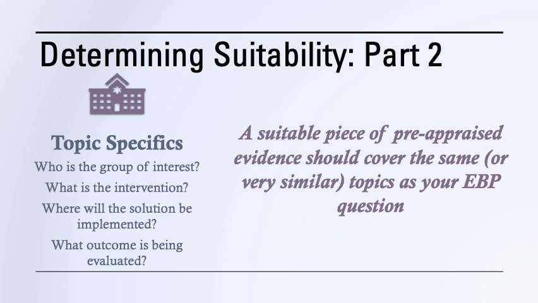The second part of determining suitability is to identify the topic specifics from the piece of pre-appraised evidence and analyze how closely these specifics align with your evidence-based practice question. You should recall from learning about building an evidence-based practice question that it should include a group of interest, often referred to as the population, the intended intervention, where the solution would need to be implemented, often referred to as the setting, and what outcome is going to be evaluated.